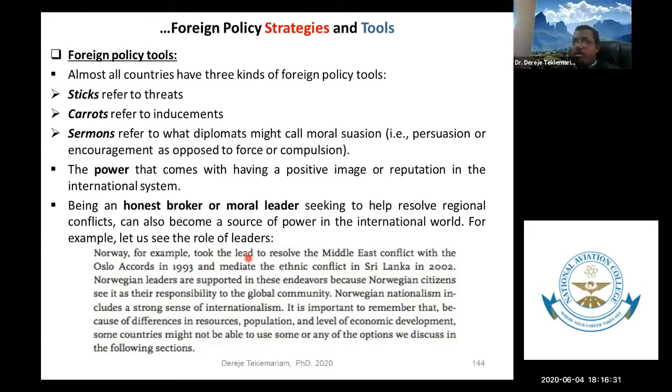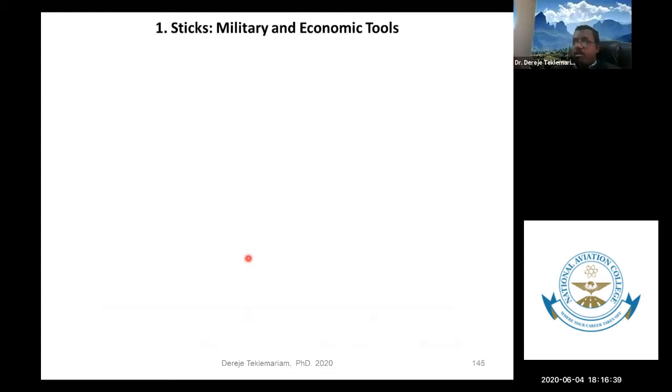So let's see one by one. What are the tools? We said the sticks, the carrots, and the sermons. When you say sticks, it means military and economic tools. Normally, it is a realistic perspective. If you remember chapter 1 and chapter 2, there are different perspectives: the idealist perspective of crafting foreign policy, and the realist perspective. The realist perspective is a very good example that recommends military or economic tools.